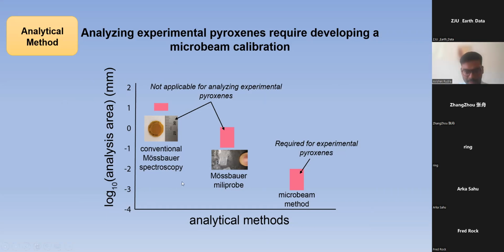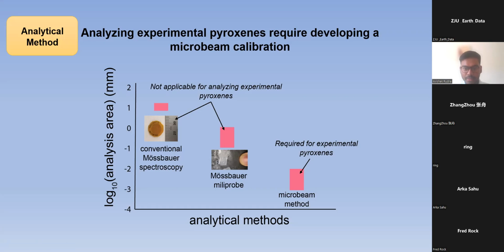Even the very recent Mössbauer milliprobe has an analytical volume of about 50 to 100 microns. So these are great methods for measuring ferric iron in pyroxenes for natural samples where you have large pyroxene crystals. You can easily separate them out and crush them up to measure their bulk. But they're not very well suited for measuring ferric iron in experiments where you have pyroxene crystals hardly in the size of 50 to 100 microns.